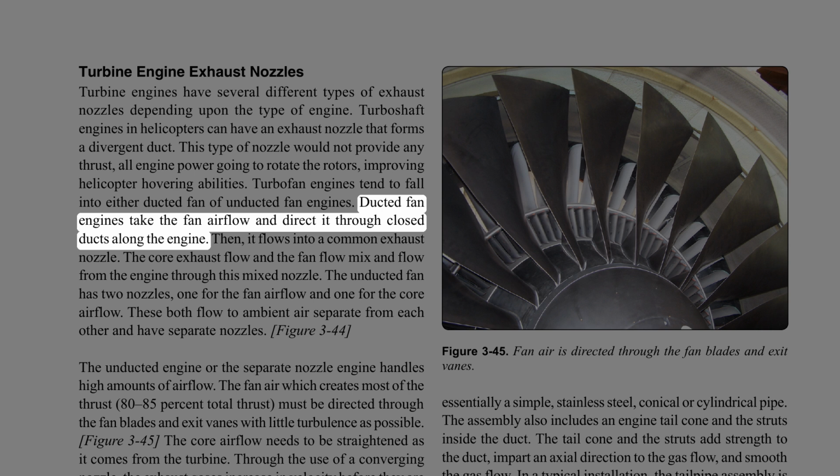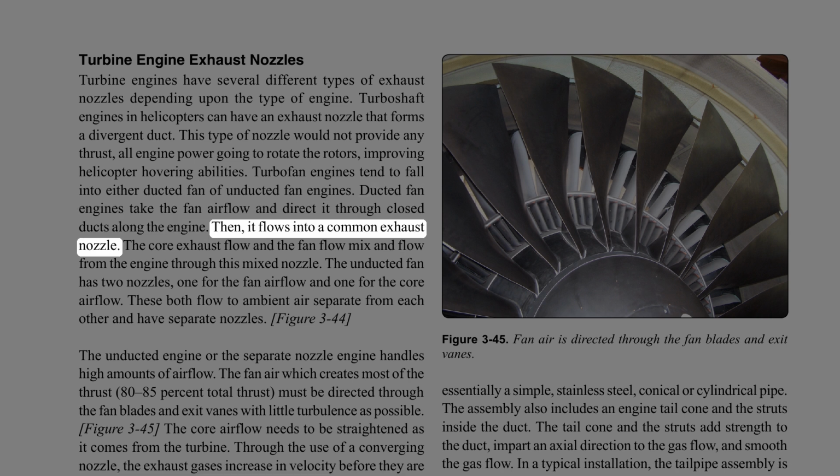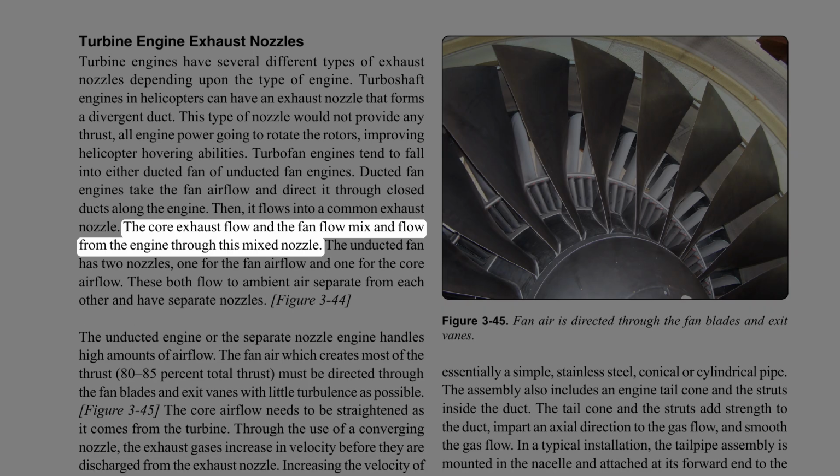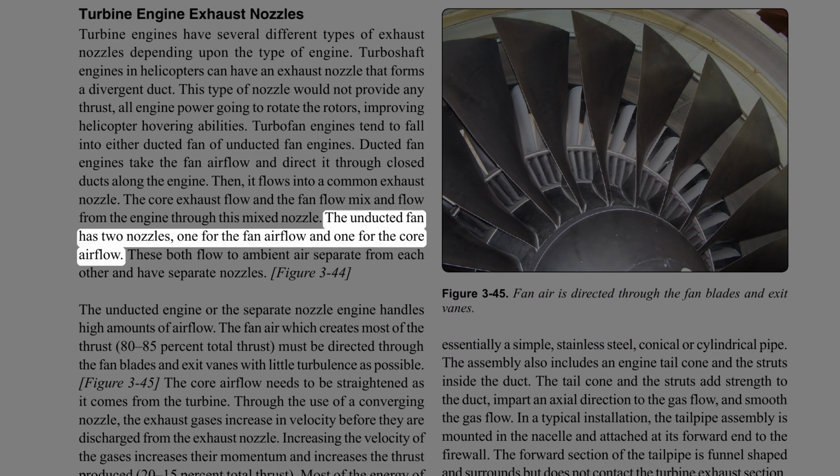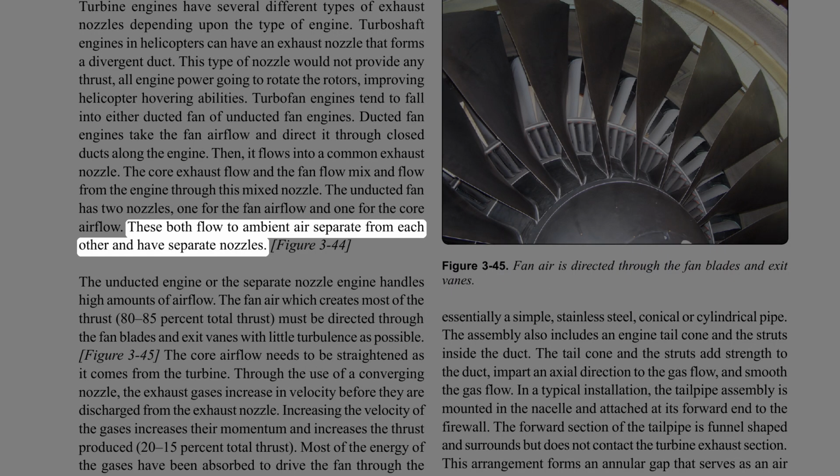Ducted fan engines take the fan airflow and direct it through closed ducts along the engine. Then, it flows into a common exhaust nozzle. The core exhaust flow and the fan flow mix and flow from the engine through this mixed nozzle. The unducted fan has two nozzles, one for the fan airflow and one for the core airflow. These both flow to ambient air separate from each other and have separate nozzles.